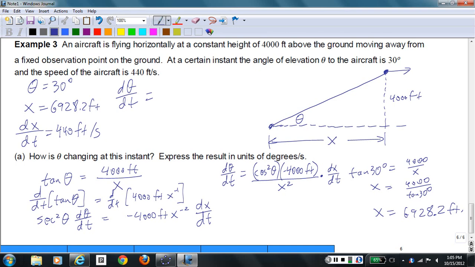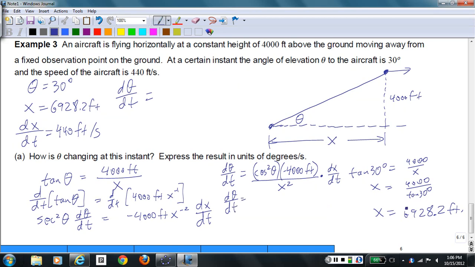And we know theta, we know x, we know dx dt. So if you substitute this information in here, it should give us d theta dt. Now, when it gives us d theta dt, it will be in radians per second. Radians per unit of time. And the unit of time here is seconds. So if we want that in degrees per second, we'd have to convert.